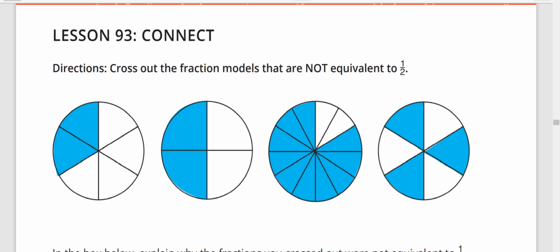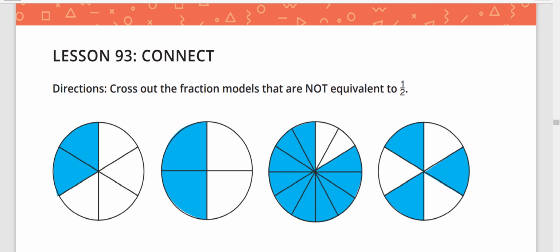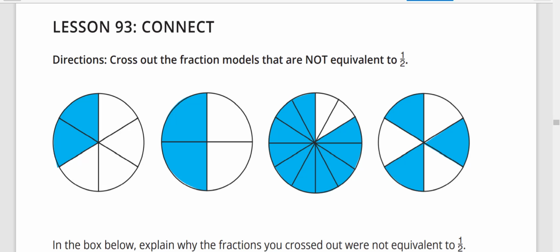Open your book, page number 118. Lesson 93, connect directions. Cross out the fraction models that are not equivalent to half. Here, a circle is divided into 1, 2, 3, 4, 5, 6. Divided into 6 equal parts. So to get half, we must shade 3 equal parts from 6 equal parts. But here, there are 2 equal parts shaded only.